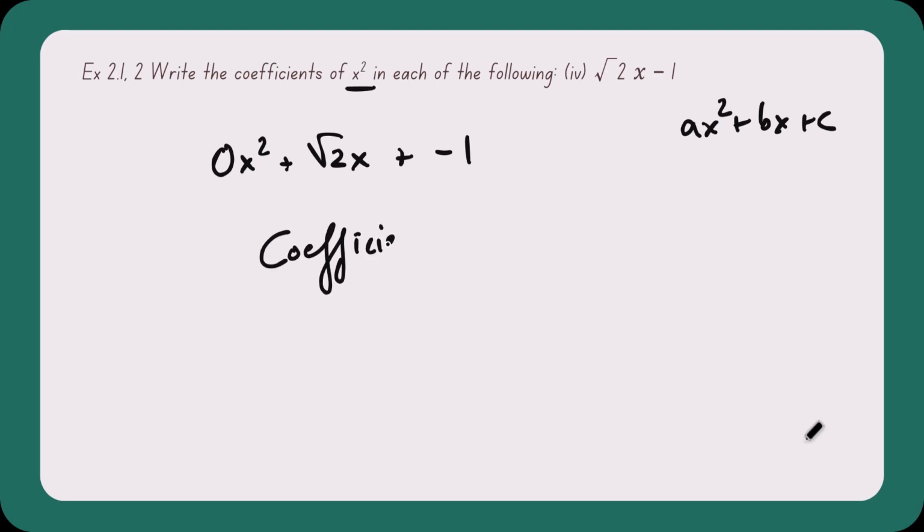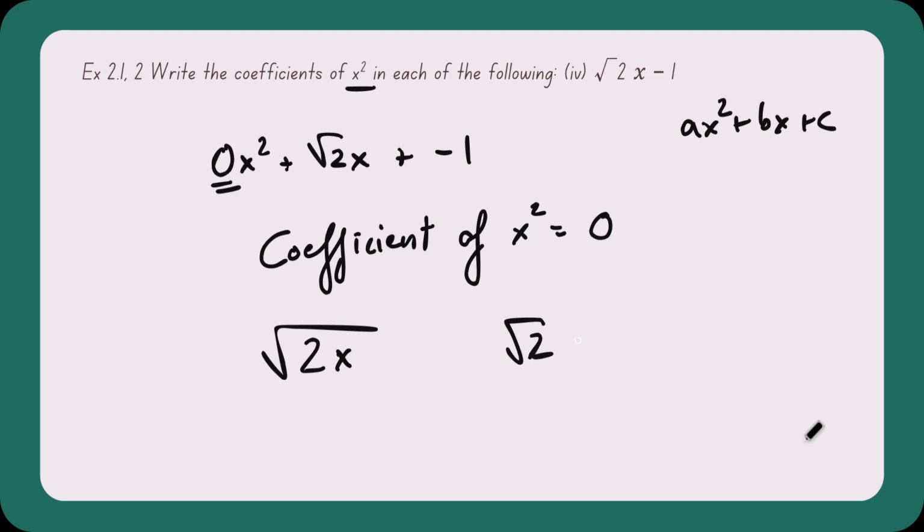The coefficient of x square is 0, because x square is not there, because it was being multiplied by 0. Now the same question, if it was root 2x, be very careful, okay? If it was root of 2x and root 2 times x, there is a difference. What is the difference? This is a polynomial. This is not a polynomial. Why? Let's understand. If it was root of 2x, it's not a polynomial in the first place itself, right?